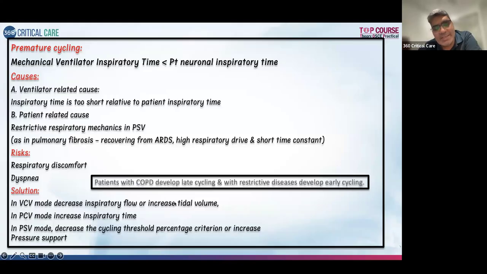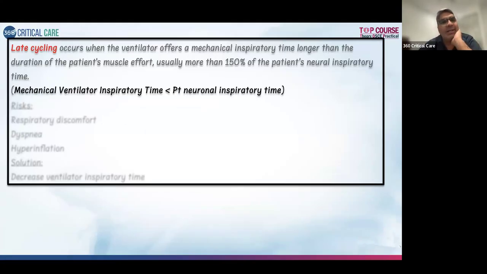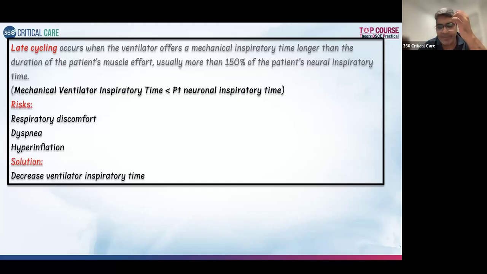Patients with COPD develop late cycling and patients with restrictive disease have early cycling. That's the bottom line to remember. Late cycling occurs when the ventilator offers a mechanical inspiratory time longer than the duration of the patient's muscle effort. So you keep on giving air to the patient even if it isn't needed; they need to be cycled into expiration. It is usually more than 150% of the patient's neural inspiratory time. This can again cause respiratory discomfort, dyspnea and hyperinflation. The solution is to decrease the ventilator inspiratory time.